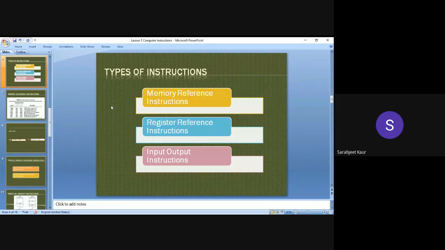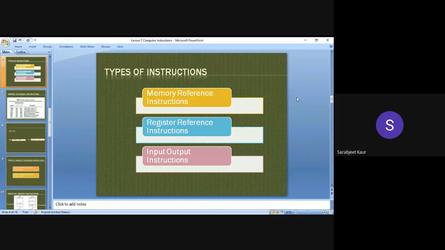Now the other type of instructions are register reference and input output instructions. In the register reference instruction, again as the name specifies, these instructions only refer to a particular register. They only work with the registers. They don't need any memory access. They only work at the level of the registers.